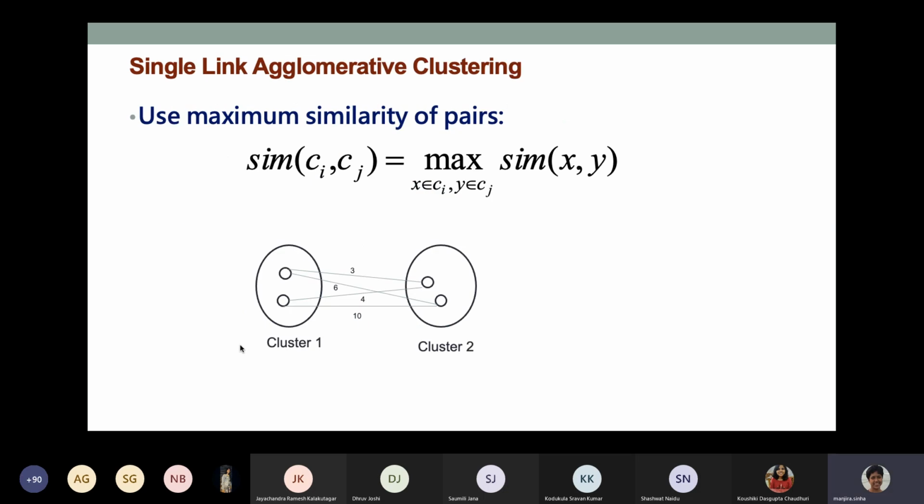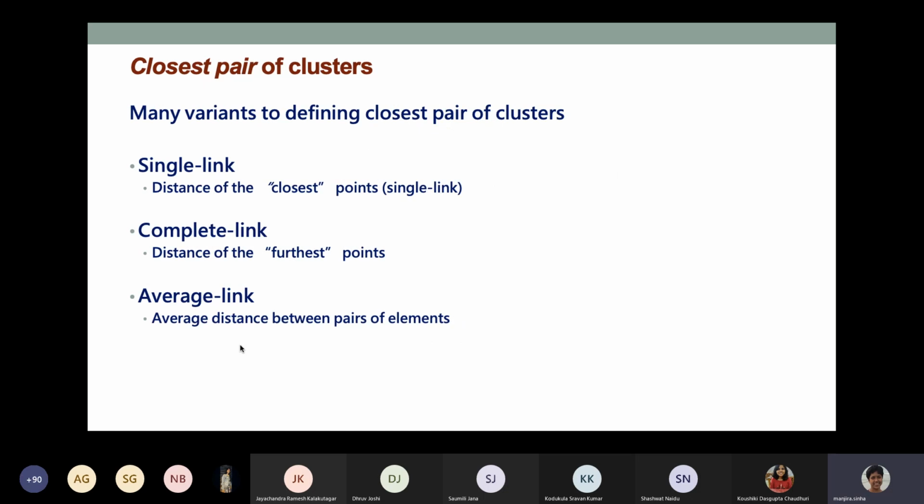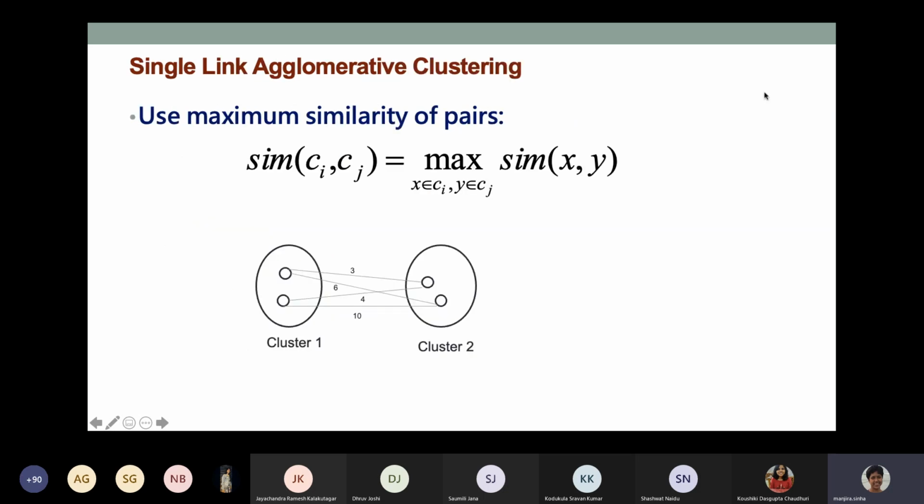I think we have an example. Yes. But remember, single link means distance of the closest point. So let us see how single link is defined.